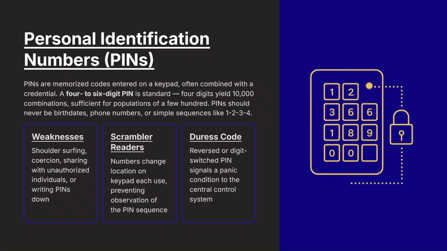Personal identification numbers, or PINs, are memorized codes entered on a keypad and often combined with a credential. While they are simple and cost-effective, their security depends heavily on user behavior. Weaknesses include shoulder surfing, coercion, or users writing PINs down. Scrambling keypads can reduce pattern recognition, while duress codes allow silent alarms when users are forced to enter credentials. Despite their convenience, PINs alone are vulnerable and are best used as part of multi-factor authentication.